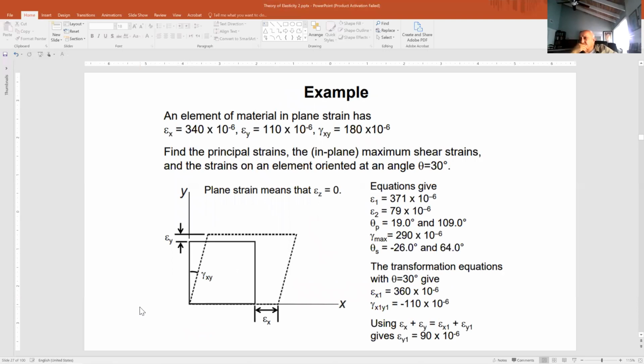I'll give you an example here, an element for which its plane strain values are given: epsilon x, epsilon y, and gamma xy. We want to see what the principal strains are, what the maximum shear strain is, and the strain with respect to a coordinate system that makes an angle of 30 degrees.